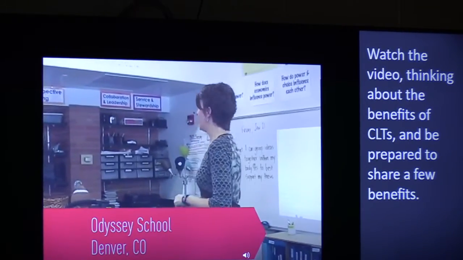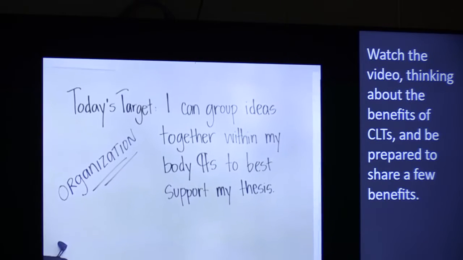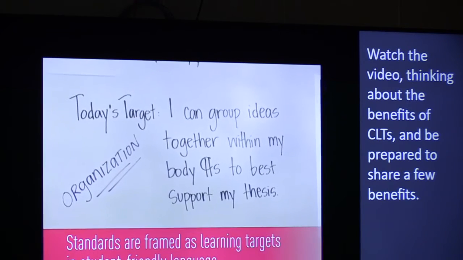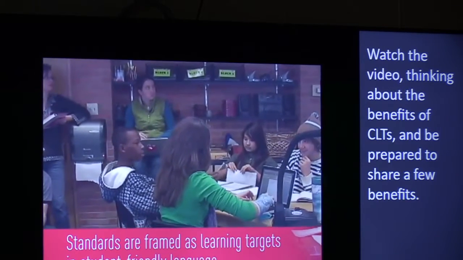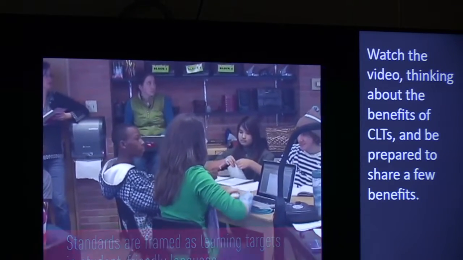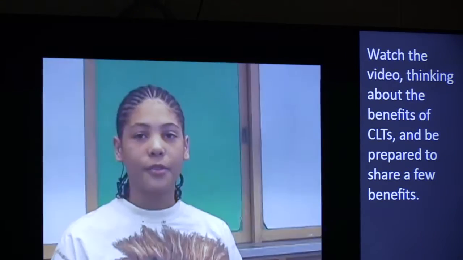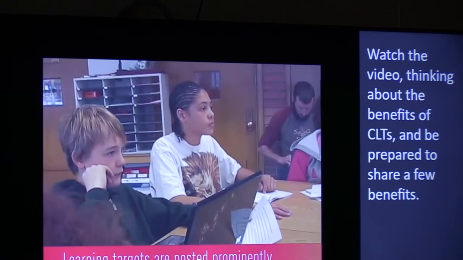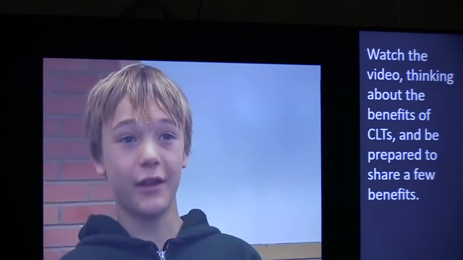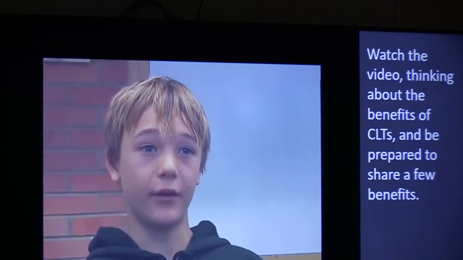Alright, so we're going to get started. Deja, will you read our learning target for us today? I can group ideas together within my body paragraph to best support my thesis. Alright, so at this point we've done a lot of work. When we go into the classroom, usually the first thing that we see for the day is our learning targets. The learning targets aren't really just there. The teachers usually make sure that everyone understands what's going on before they dive into the learning.